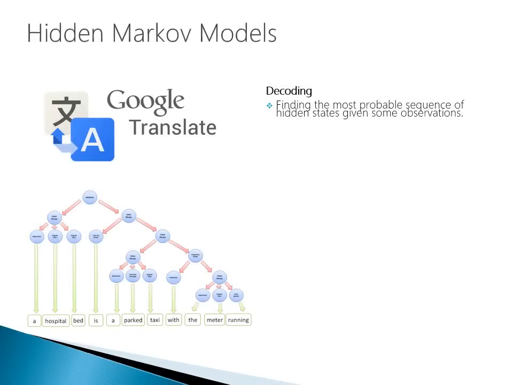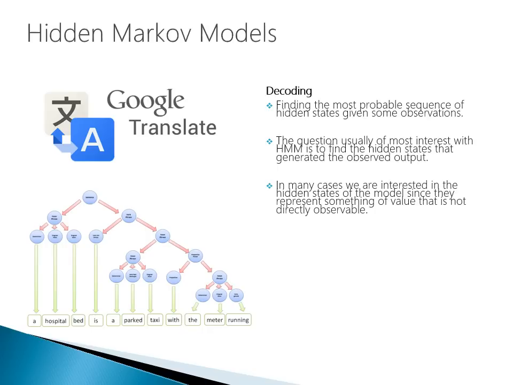Decoding. Finding the most probable sequence of hidden states given some observations. The question usually of most interest with hidden Markov models is to find the hidden states that generated the observed output. In many cases, we are interested in the hidden states of the model since they represent something of value that is not directly observable.